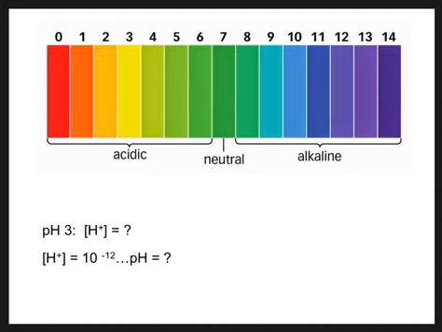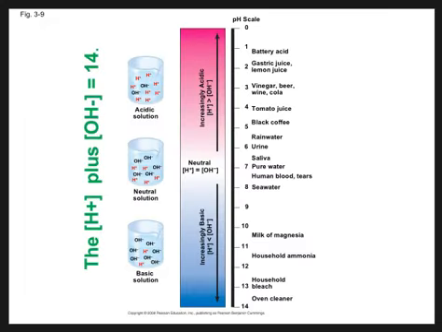Remember what we said to do. We said to take that exponent up there, that negative 12, turn it positive, and just give the number out. So that solution will have a pH of 12.